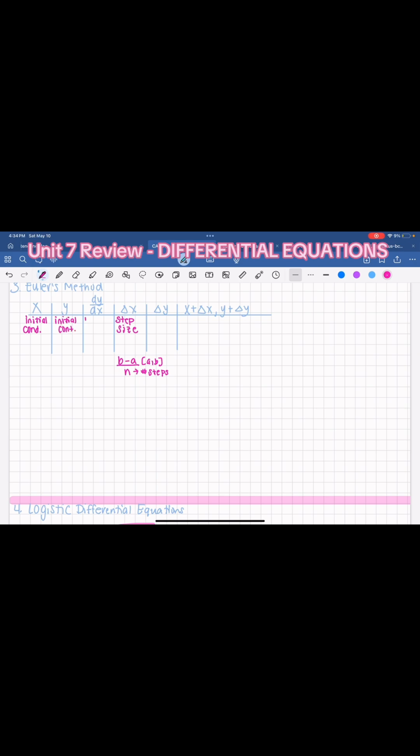dy dx is you're plugging the initial condition into the derivative. To get delta y, you're doing delta x times dy dx. So whatever you get in this column times this column. So delta y is delta x dy dx. And x plus delta x is you're just going to take the original point, the original x, add delta x to it, the original y, add delta y to it. You can watch my other video on Euler's method on my YouTube or my TikTok.